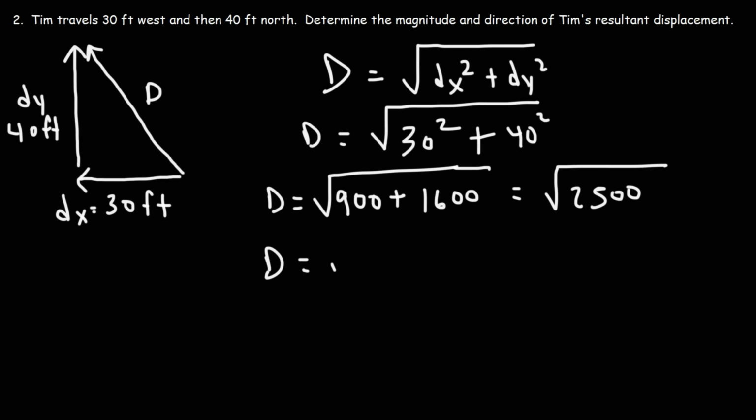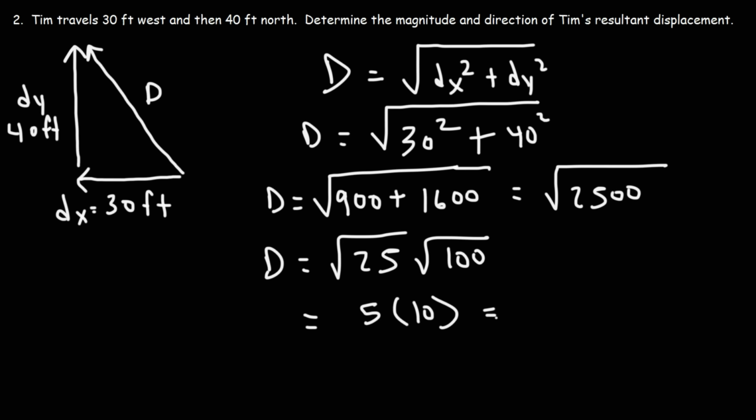Now 2500 is basically 25 times 100, so you could split it into two radicals. The square root of 25 is 5, and the square root of 100 is 10. So the square root of 2500 is 50. So the magnitude of the resultant displacement, it's 50 feet.